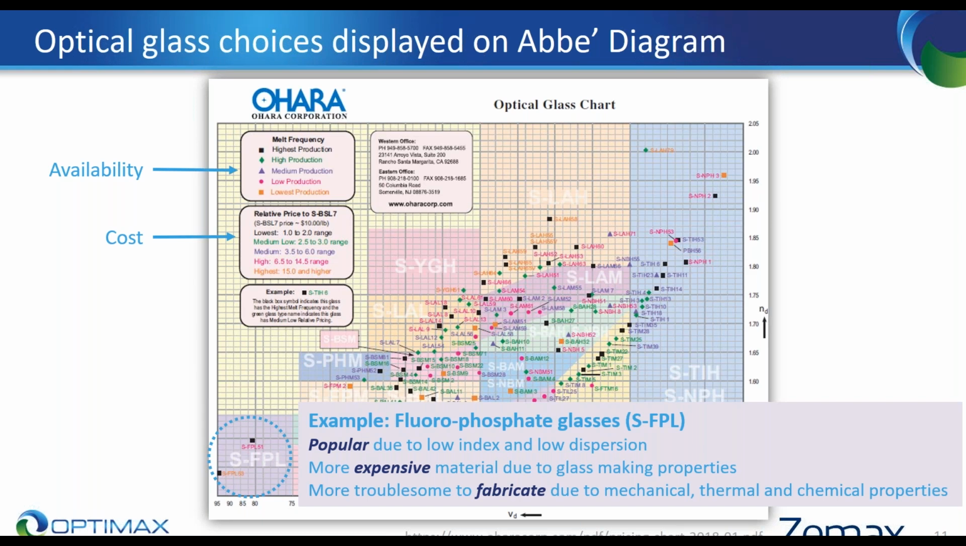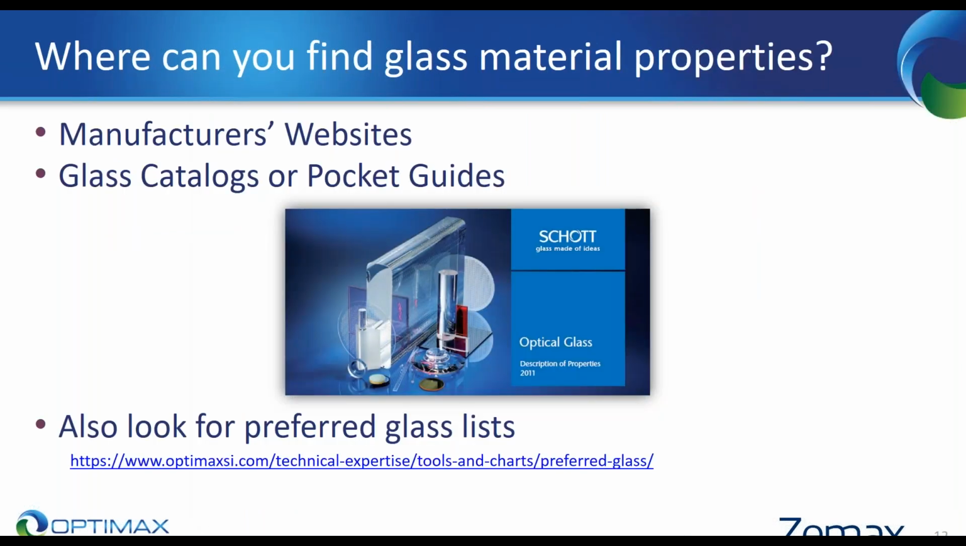And from a fabricator's perspective, these glasses also tend to be more troublesome to fabricate due to their mechanical properties. They're very soft glasses. They're very thermally sensitive, and they do not have very good chemical robustness, and they tend to both stain and heat fracture very easily. So this is just one example that even though a glass may seem fantastic on paper due to its index and its Abbe number, there may be more to it, and a little bit more as to why your optical material might be more expensive.